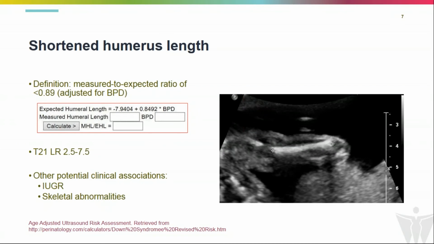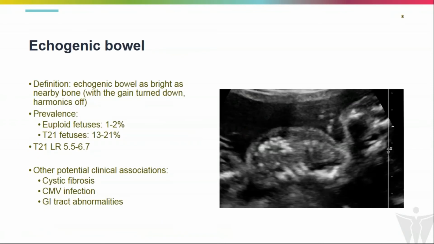Similarly, for the shortened humeral length, in the same vein, we calculate a measured to expected ratio, and shortened humerus length is when it's less than 0.89, and you can see the calculation there. This has a slightly higher likelihood ratio for Down syndrome of 2.5 to 7.5. And again, you need to be thinking about growth restriction and potentially other skeletal abnormalities, which emphasizes the need again for a more thorough survey of the fetus whenever you do see a sonographic marker.